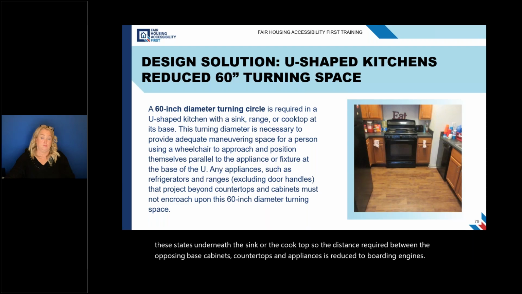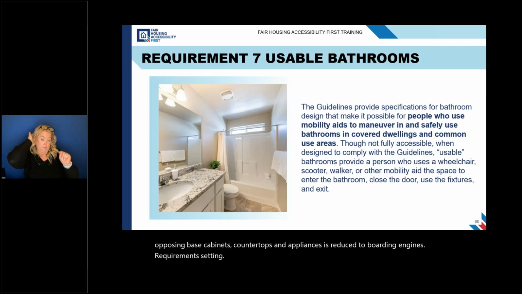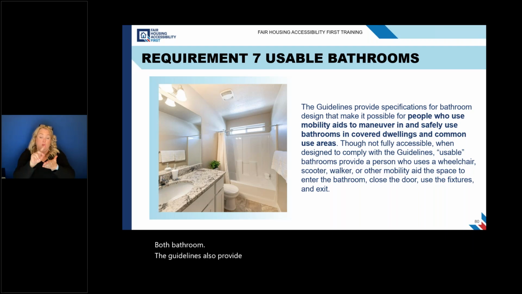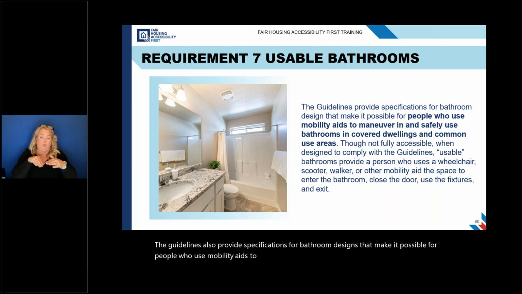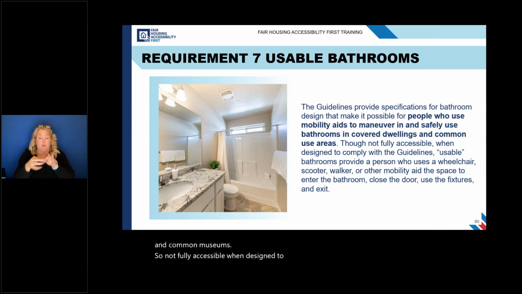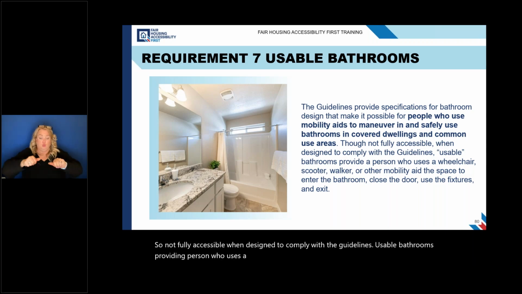Requirement 7, usable bathrooms. The guidelines also provide specifications for bathroom designs that make it possible for people who use mobility aids to maneuver in and safely use bathrooms in covered dwellings and common use areas. Though not fully accessible when designed to comply with the guidelines, usable bathrooms allow a person who uses a wheelchair, scooter, walker, or other mobility aid to enter the bathroom, close the door, use the fixtures, and exit.